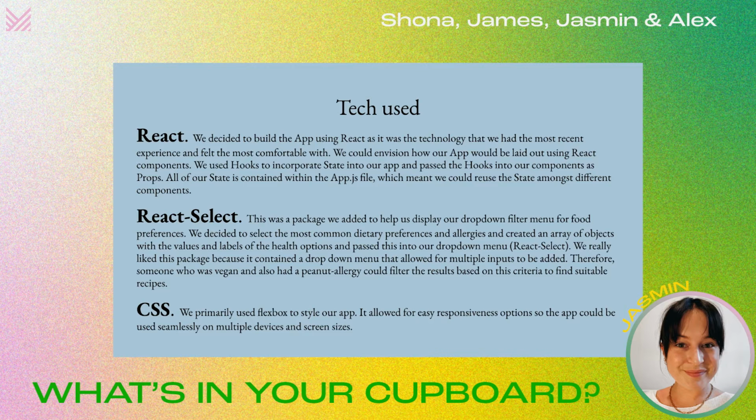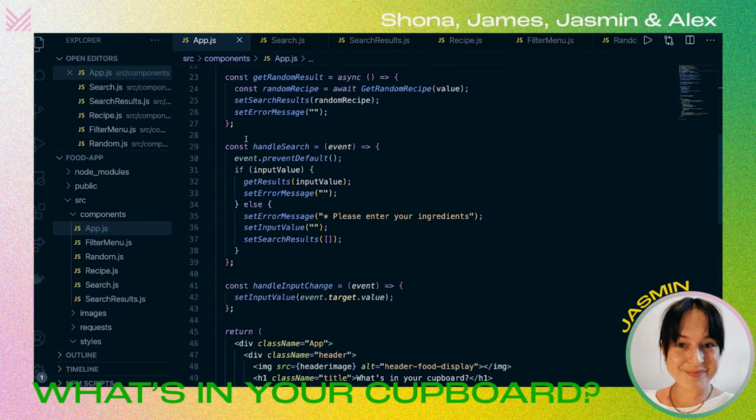So I'm going to talk to you about the technology that we decided to use to build our app. We decided to build our app using the React framework, as it was a technology that we had most recently used in the final part of bootcamp, and therefore we felt the most comfortable using this to build our app. React is simple and therefore the code is easy to follow, and we really liked the way that React splits up the app into components. This made it much easier and simpler to build on the app gradually and remotely. Basic components that we started with were the search results and recipe components, as well as the app component, which would house all of the other components.